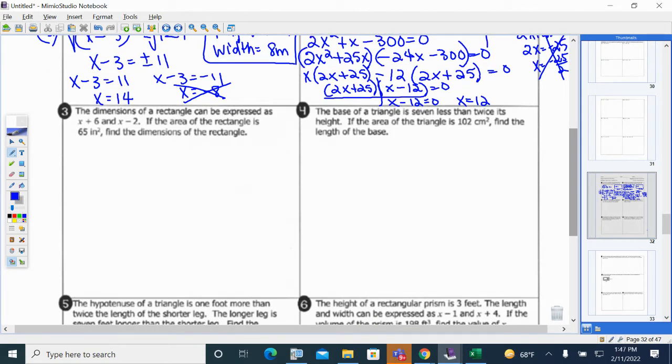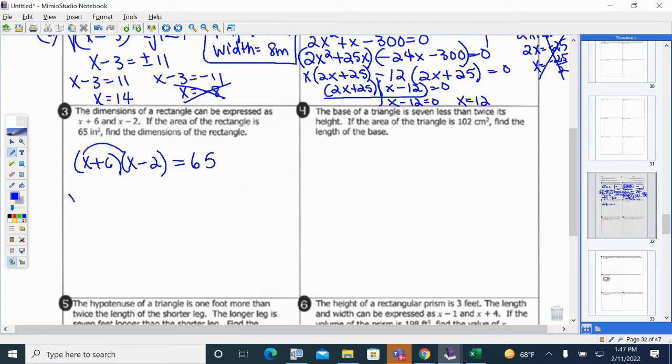Example number 3 says the dimensions of a rectangle can be expressed as x plus 6 and x minus 2. If the area of the rectangle is 65 inches squared, find the dimensions of the rectangle. Here again, it's a rectangle. This is the same setup. You would multiply the x plus 6 times the x minus 2 because that's the length and the width. The area is 65. We have to FOIL the left.